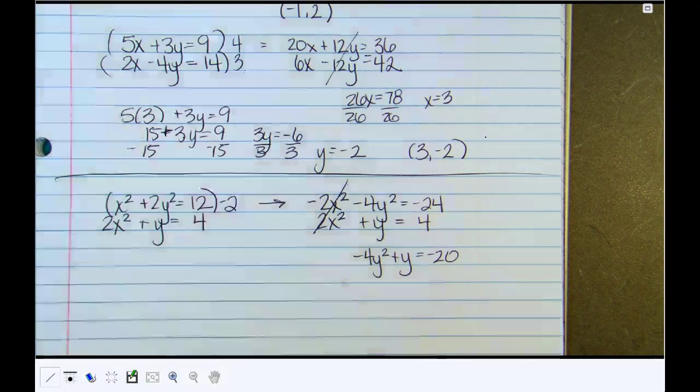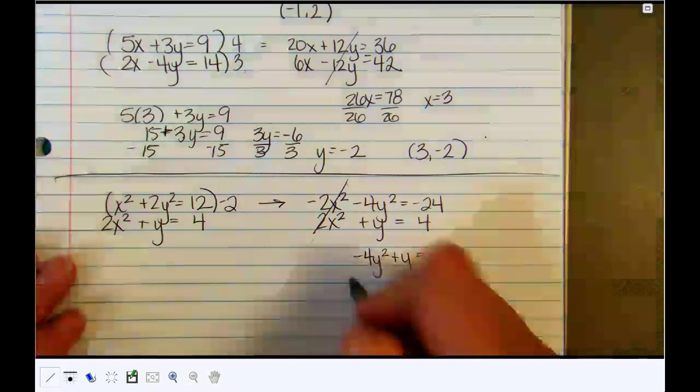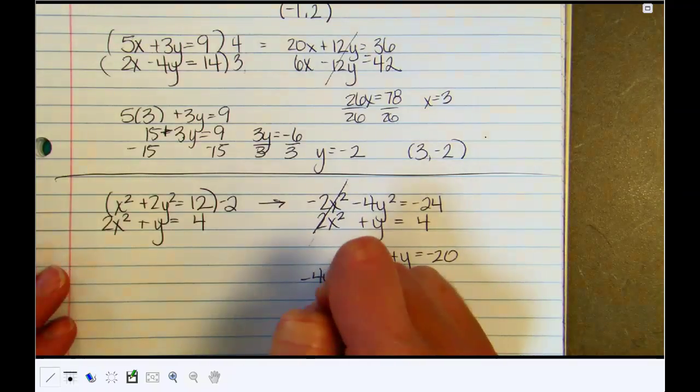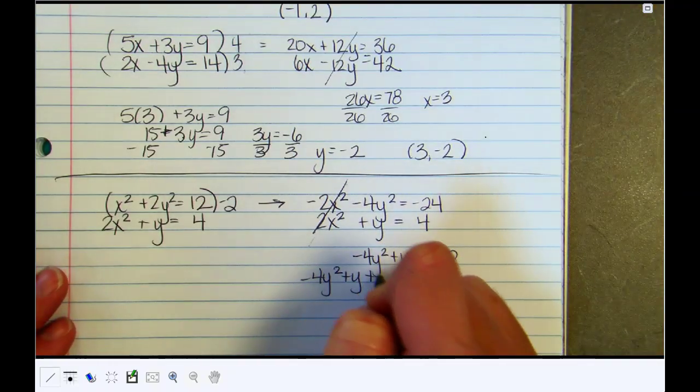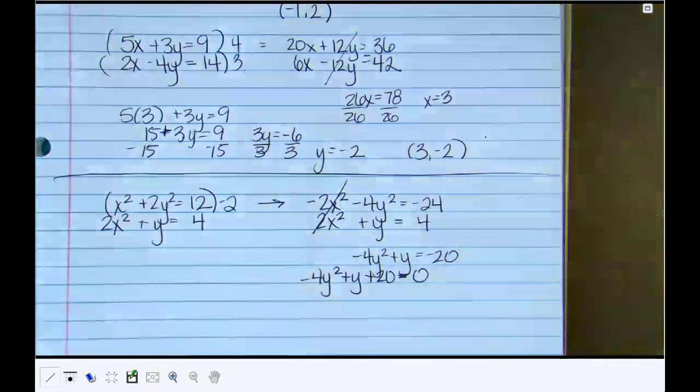So I just put it wrong. Yep. Okay. What do you got to do to this? Got to add the 20 over. We got another quadratic again. So -4y squared plus y plus 20 is equal to 0. I did mine. There you go. That's fine. Okay, go ahead and finish that one out and get the answers to that one, please.